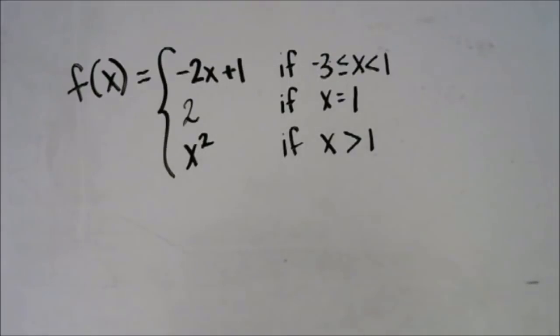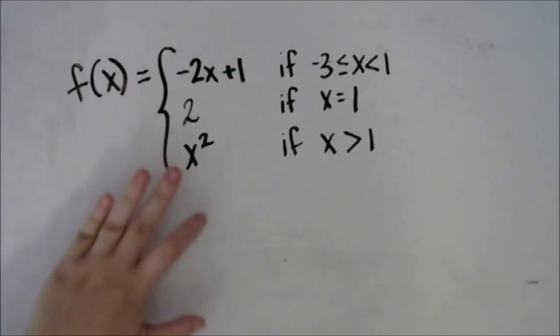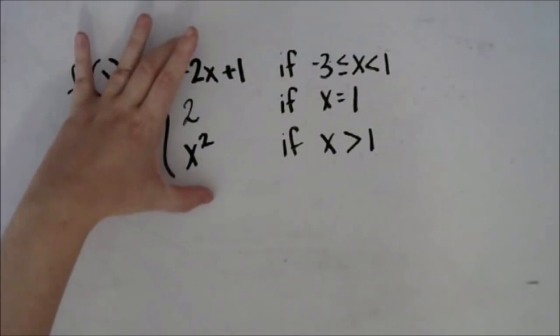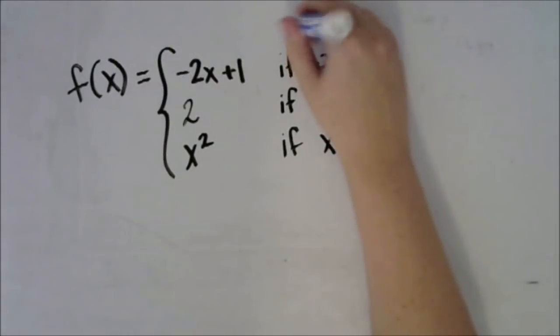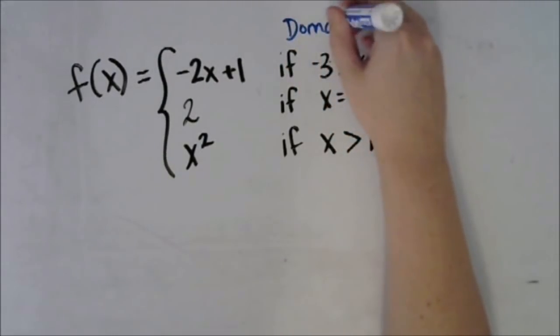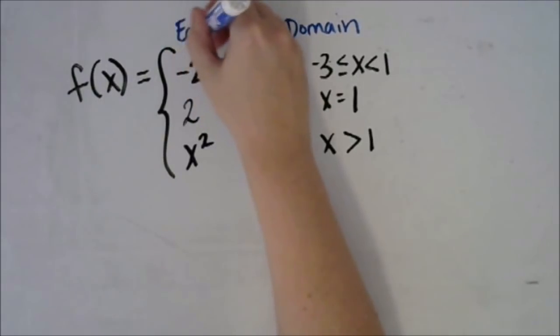So this is the notation we use for piecewise functions. You're generally going to see a French brace or a curly bracket, and then the functions and the domain. So over here is the domain that it's defined on. And over here are the equations that should be used.